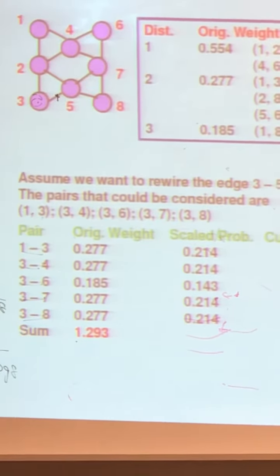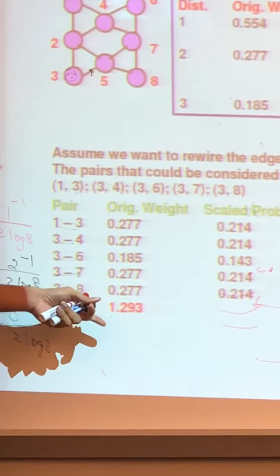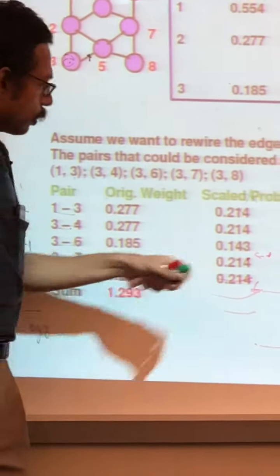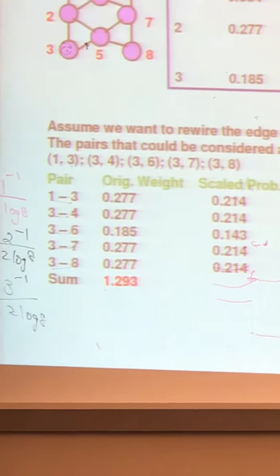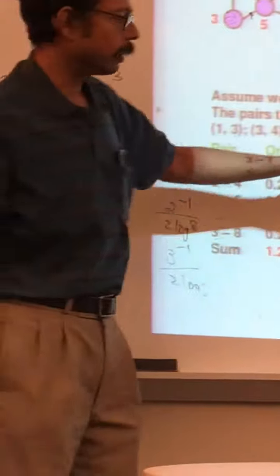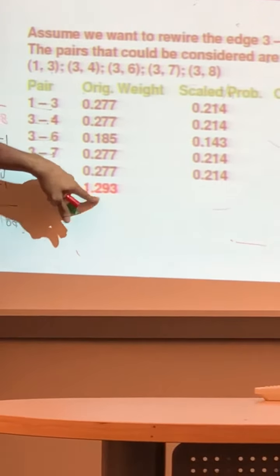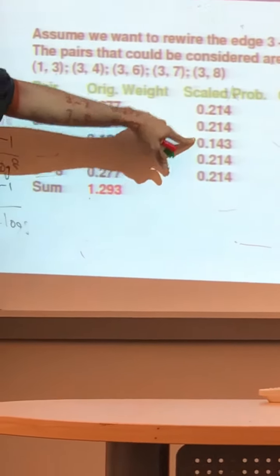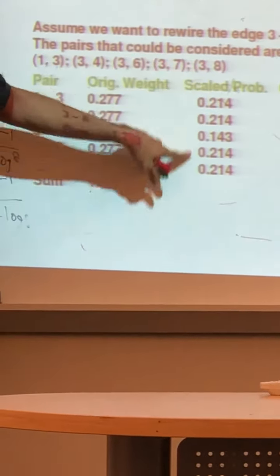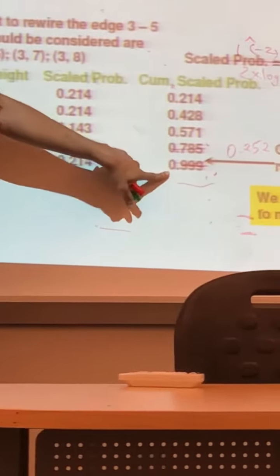Right, so then what you do is add up all the weights. It could go even above 1, but if you scale it... Yeah. So 0.277 divided by 1.293 is going to be 0.214. Then 0.185 divided by 1.293 is 0.143 and so on. So the sum of these scaled versions of probability should be 1. So then go through the cumulative probability process.